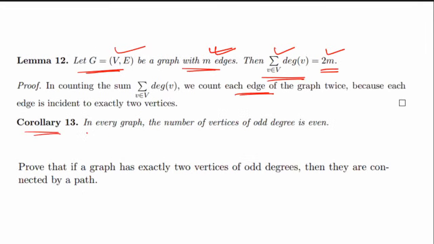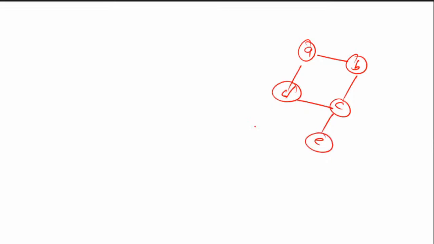Let's see this result. It says that in every graph, the number of vertices of odd degree is even. You can have any graph, whatever graph you have, the number of vertices of odd degree will be even. What is it saying? Again, let's take this example: A, B, C, D, E, and let's assume this is your graph. In this graph, the degree of A is 2, the degree of B is 2, the degree of D is 2, the degree of C is 3, and the degree of E is 1.